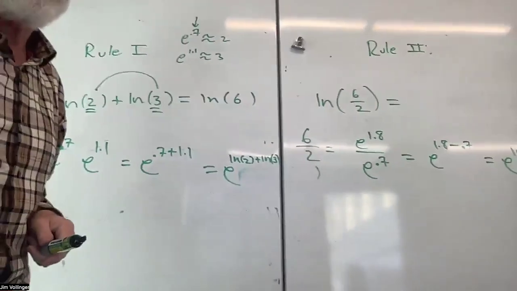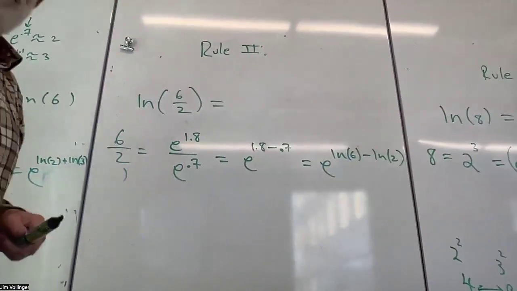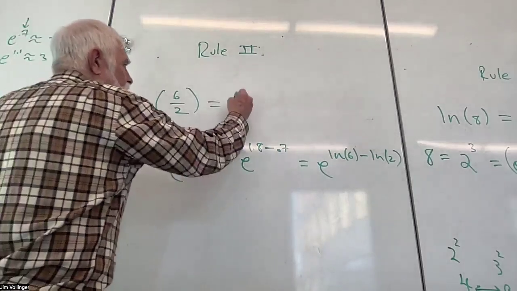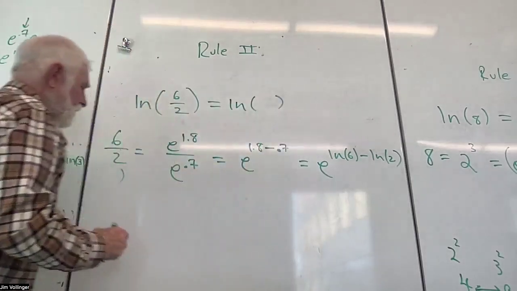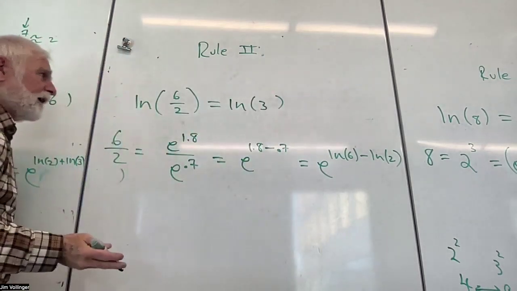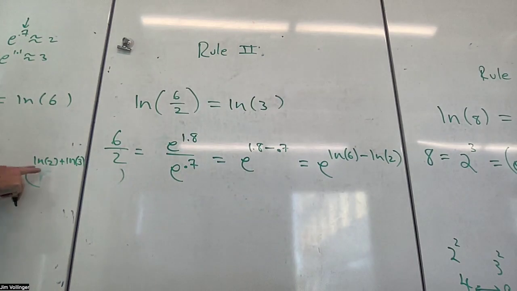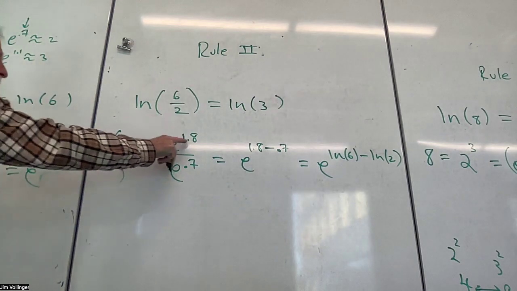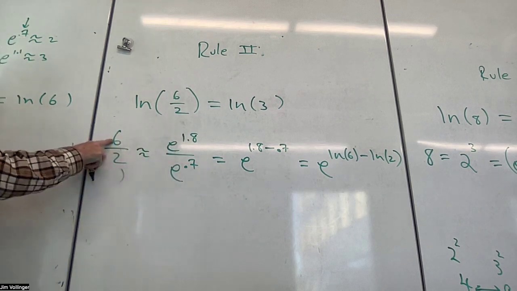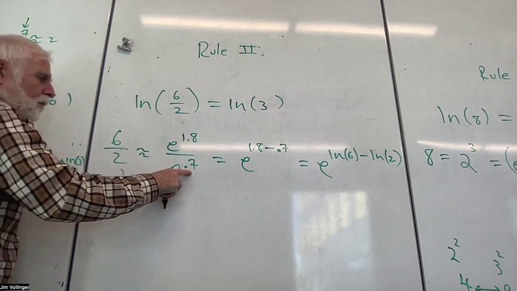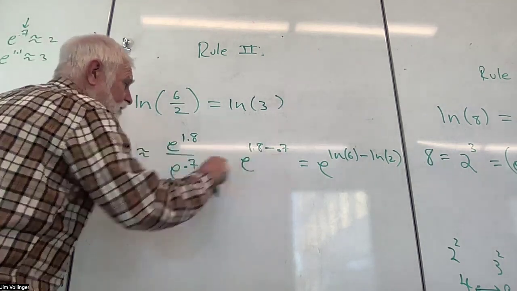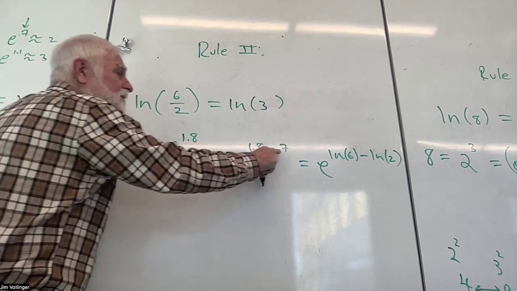Rule number 2. Let's look at the ln of 6 divided by 2. What's that going to equal? The ln of what? Well, maybe you're already looking. 6 divided by 2 is going to get us 3. And let's see how. We just showed that 0.7 and 1.1 is 1.8, approximately. That's the exponent that gets us 6. e to the 0.7 gets us 2, approximately. And this is a subtraction. Division implies subtraction.